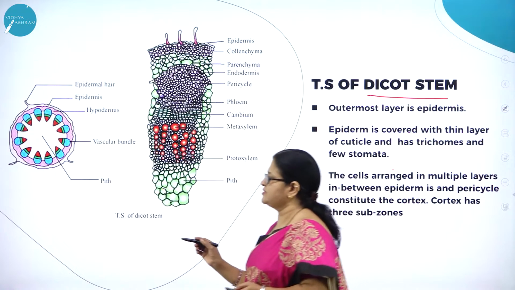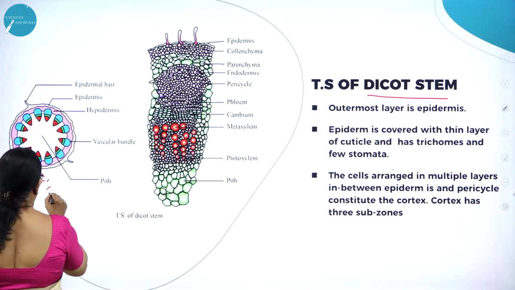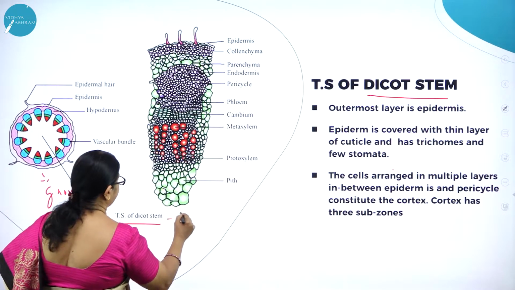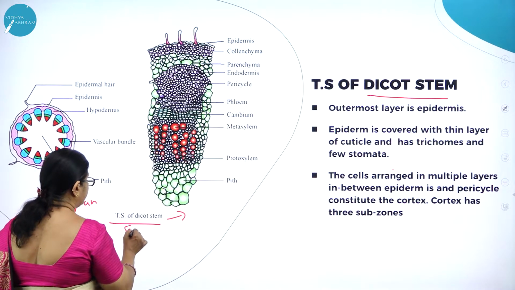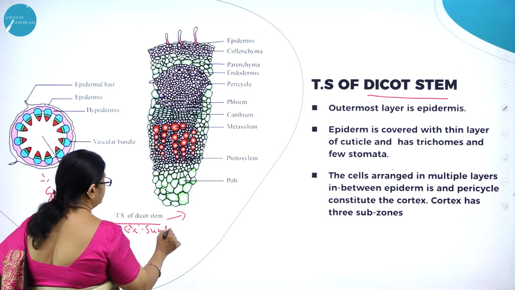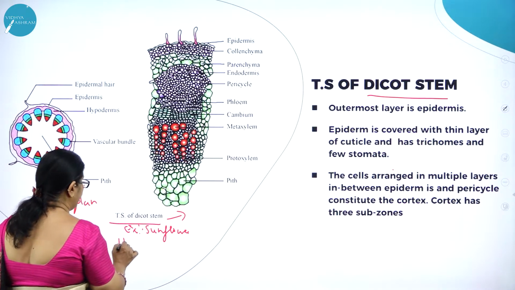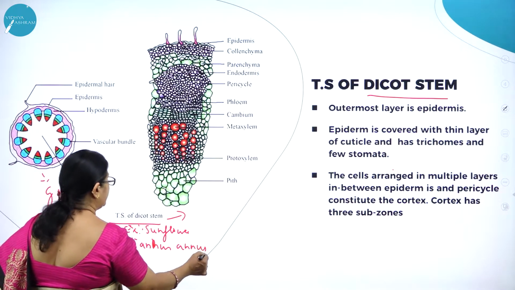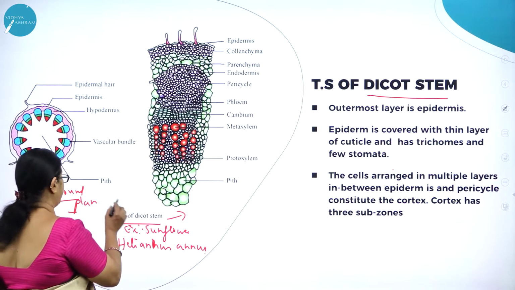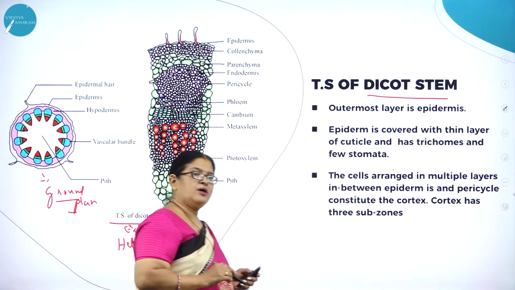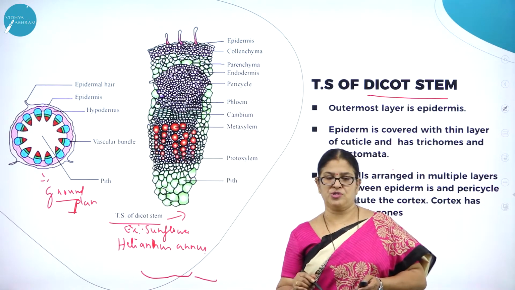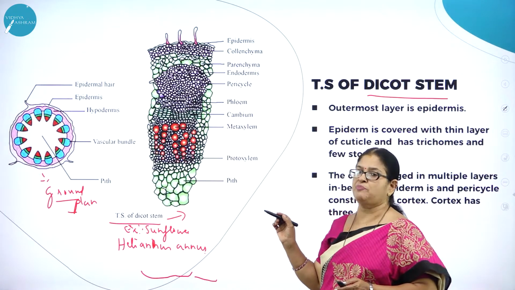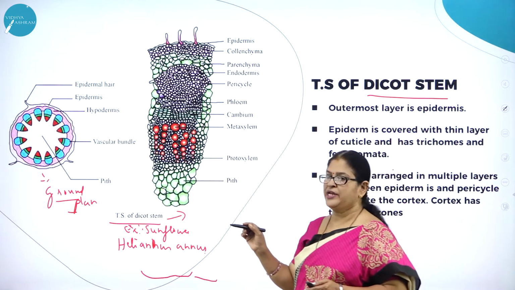Here you can see the picture called the ground plan, and this is the TS of dicot stem. The example is sunflower, that is Helianthus annuus, which is the scientific name. Hope you all know that when we build a house, we go for a ground plan. In a similar way, the ground plan of TS of a dicot stem looks like this.